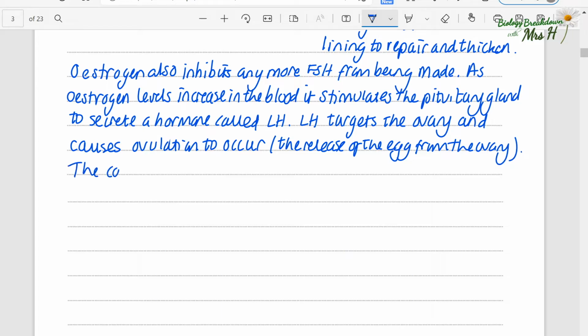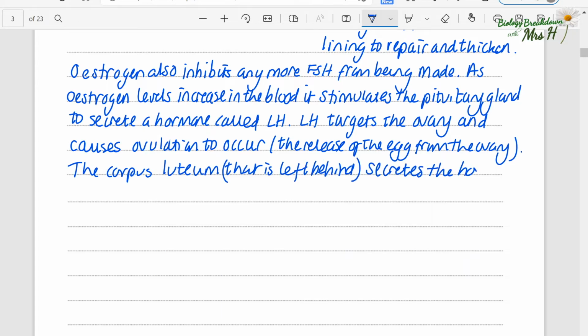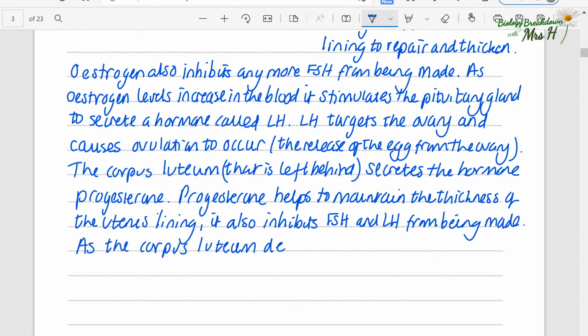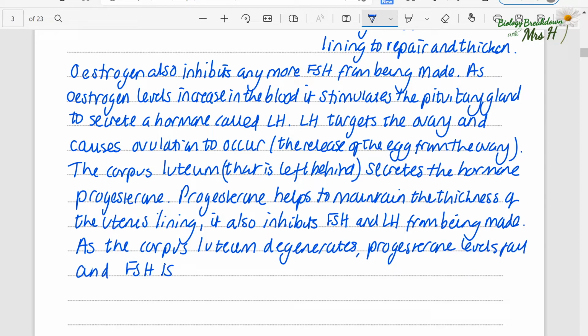The corpus luteum that's left behind secretes the hormone progesterone. Progesterone helps to maintain the thickness of the uterus lining. It also inhibits FSH and LH from being made. And as the corpus luteum degenerates, progesterone levels will fall and FSH is no longer inhibited. So the cycle will start again.